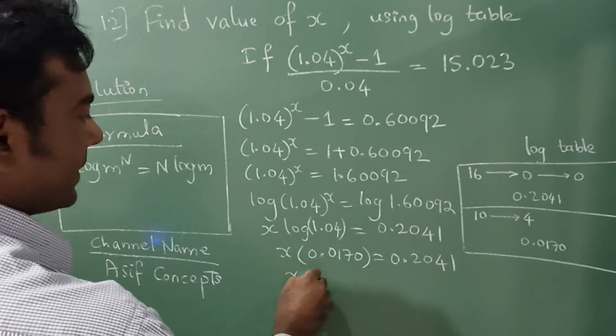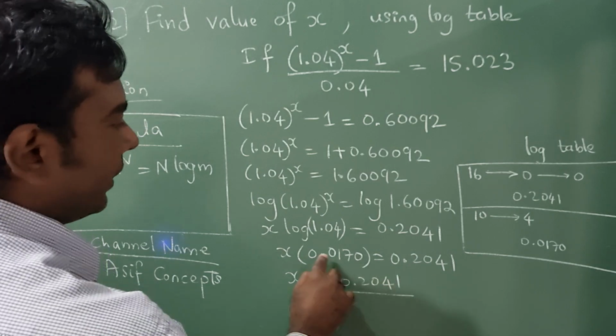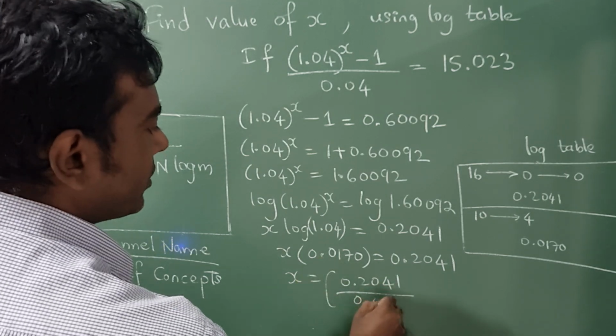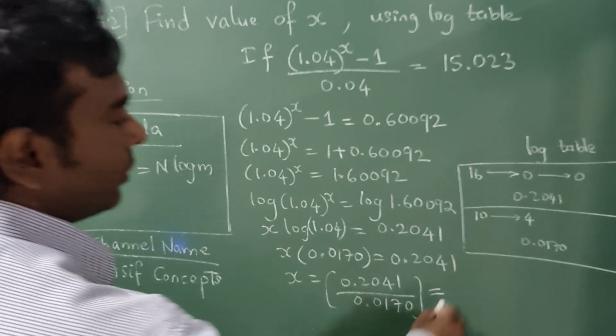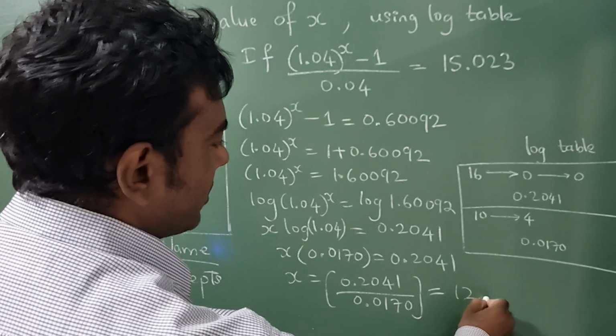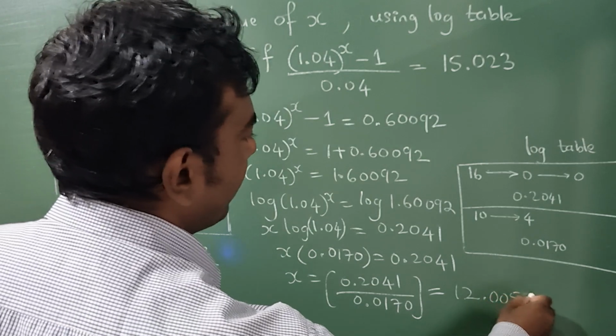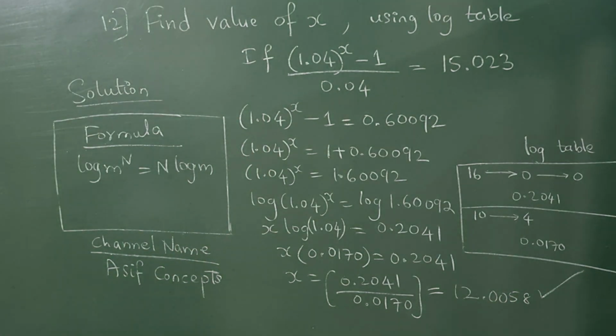0.2041. x is equal to, write this here, divided by this one, 0.0170. If you divide this with a calculator, you will get 12. Sometimes you will get 12.0058. Both are correct. I hope you understood this very well.